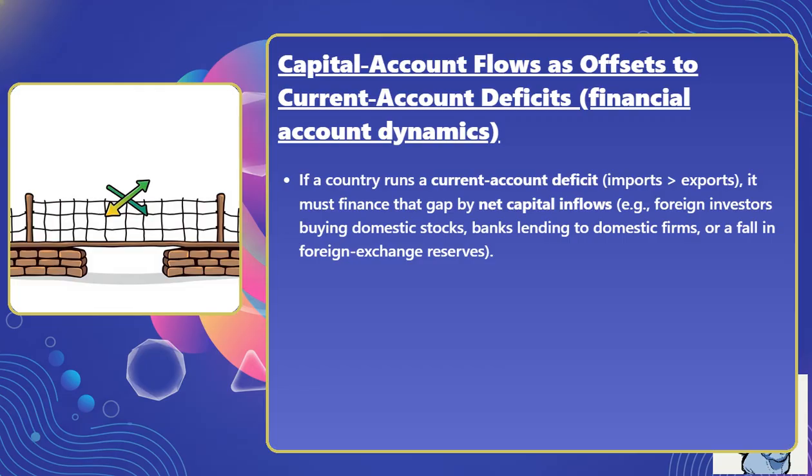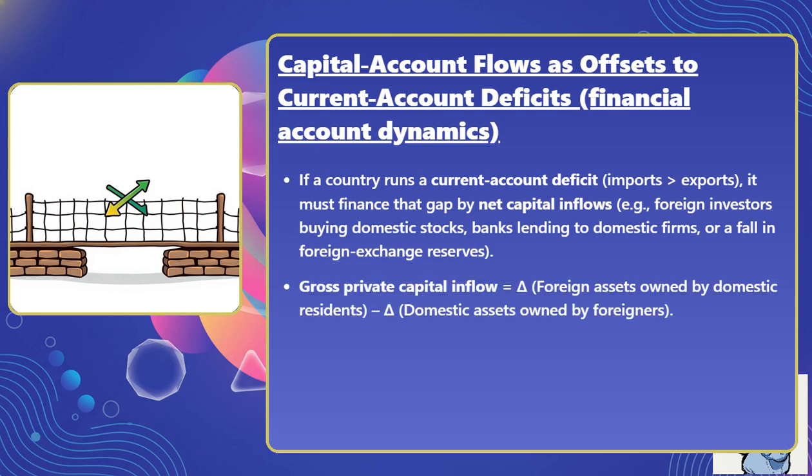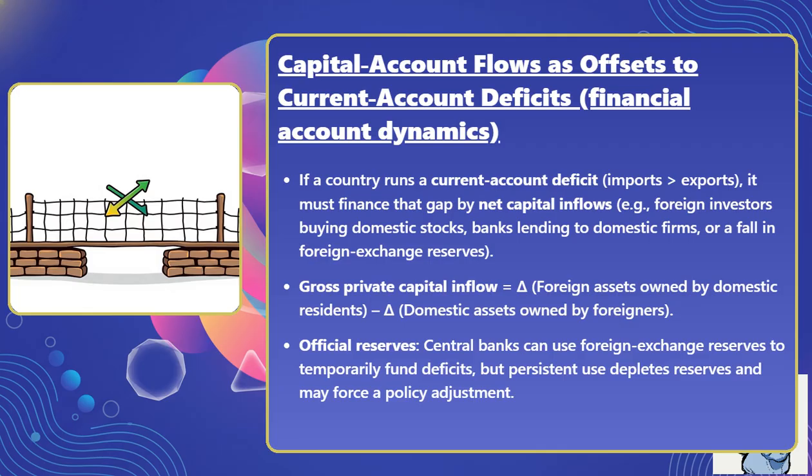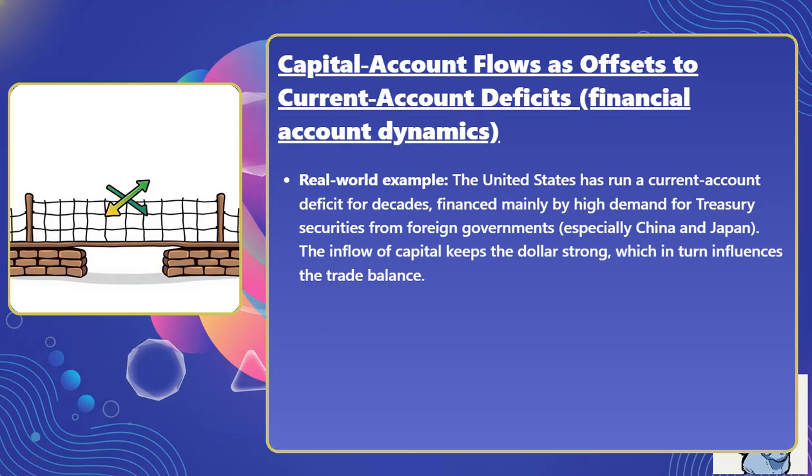If a country runs a current account deficit, imports greater than exports, it must finance that gap by net capital inflows. For example, foreign investors buying domestic stocks, banks lending to domestic firms, or a fall in foreign exchange reserves. Gross private capital inflow equals delta foreign assets owned by domestic residents minus delta domestic assets owned by foreigners. Official reserves: central banks can use foreign exchange reserves to temporarily fund deficits, but persistent use depletes reserves and may force a policy adjustment.